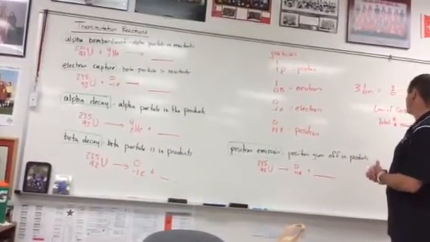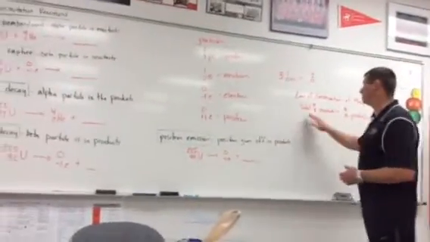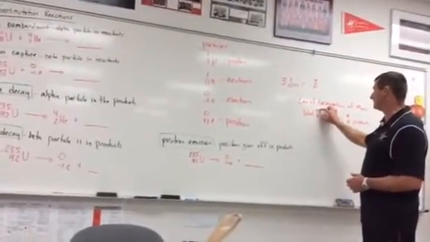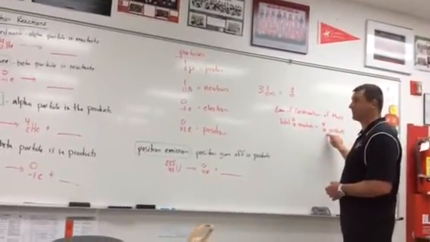And then all of these reactions are still going to follow the law of conservation of mass. So when we do these, the total from the reactants is going to equal the total from the products, the mass number and the atomic number.